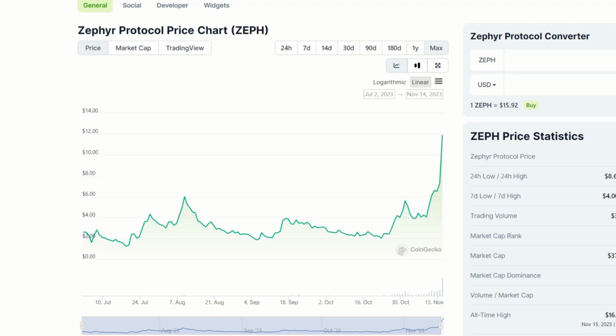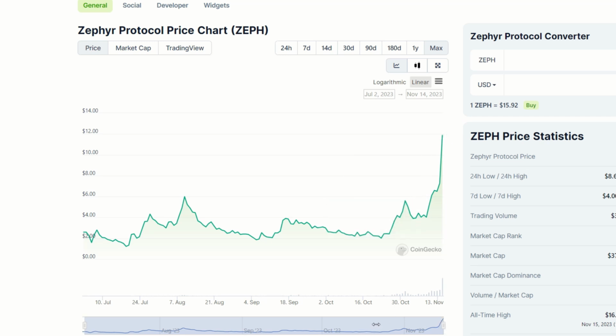Now, if we look at ZEPH right now, it's been doing the same thing. We've been sitting at around the $2 range, $1.60, $1.83, you know, $1 to $2 to $3. It's actually doing a little bit better than what XMR was doing in 2016. And recently, we're coming in towards the end of 2023 here. It shot up. We're sitting at $11 here.